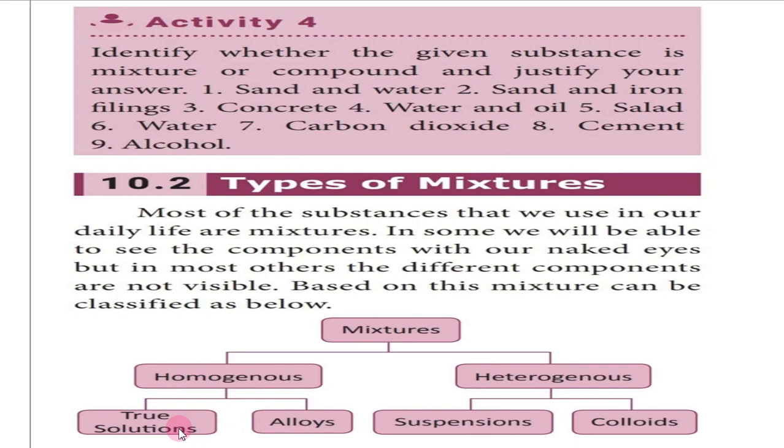True solution means uniform composition, salt plus water, sugar plus water, we cannot separate out easily. Alloys also have uniform composition. I told you, gold with copper is the best example for alloys. Alloys means a homogeneous mixture of two metals. So here, true solution, salt plus water, alloys, gold and copper. We are not able to separate them out easily. But heterogeneous is further classified into two types, that is suspension and colloid.